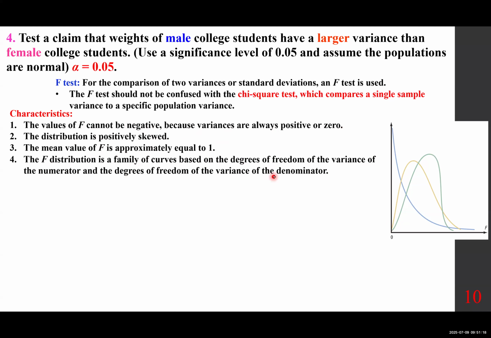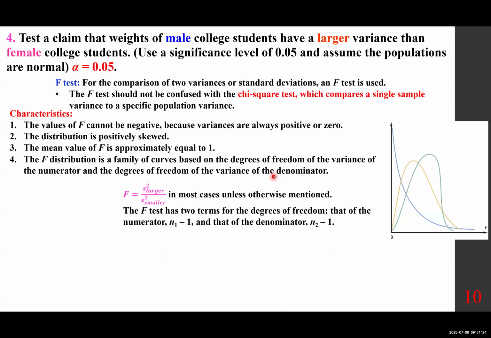Now we have two degrees of freedom, one for the numerator, one for the denominator, because F is calculated as S1 squared over S2 squared. Always choose the one which has a larger variance or standard deviation as the first group. So this F must always be larger than 1 because of the limitation. Otherwise, you're wrong. It doesn't matter how they give it to you. The one that is larger, you put it at top as the first group.